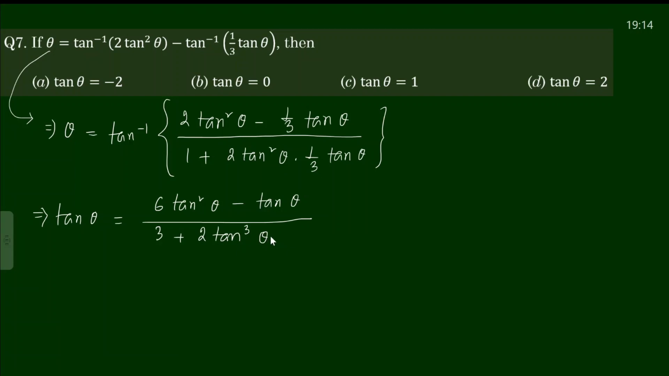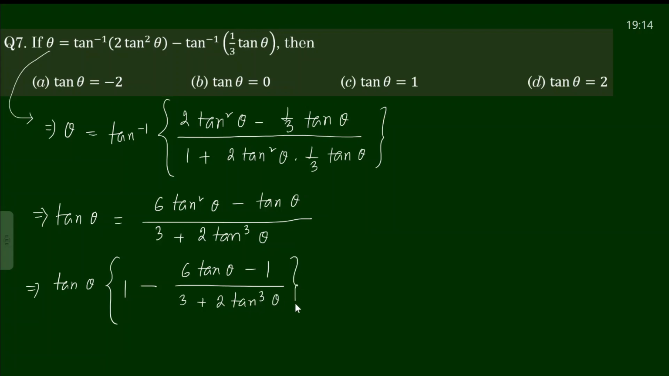From here, it will be simple if you take the right hand side term to the left by taking tan theta common. You see tan theta is also common. So from this term 1 will remain, then minus, from this term tan theta is already taken common. So in the numerator we will have only 6 tan theta minus 1, whole term divided by 3 plus 2 tan cube theta. And on the right hand side it will be equal to 0.